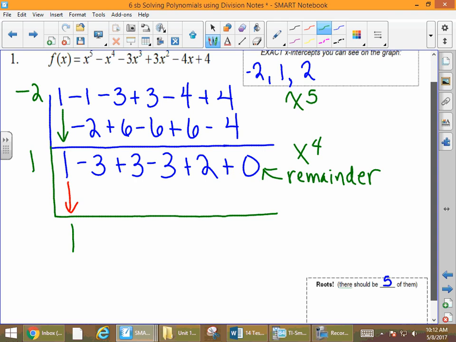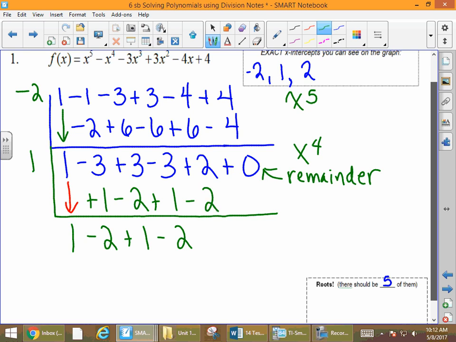1 times 1 is 1. It was +1 times +1. -3 plus 1 is -2. 1 times -2 is -2. And 3 minus 2 is 1. +1 times +1 is +1. And -3 plus 1 is -2. And 1 times -2 is -2.